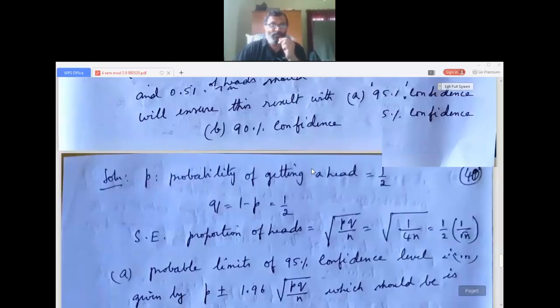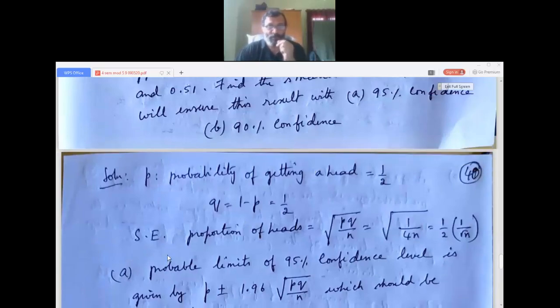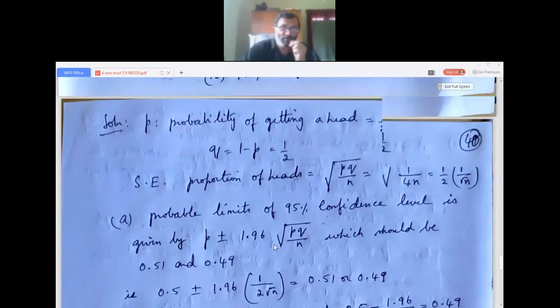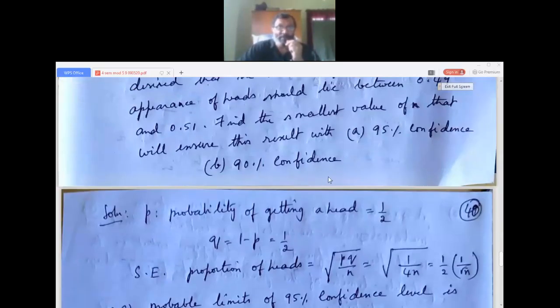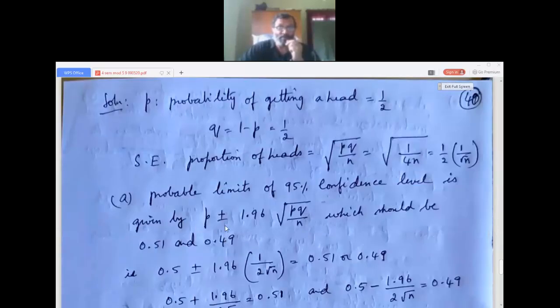Now, first the probability of the coin getting head is half, Q is half, and then the standard error of the population of heads is root PQ by n. This is also simple for you. Now this formula you have to remember. For 95% confidence level, it is P plus or minus 1.96 root PQ by n. And for 90% confidence interval, it is P plus or minus 1.645 root PQ by n. I have given it in the notes, just see that.